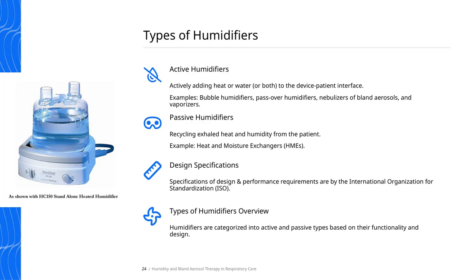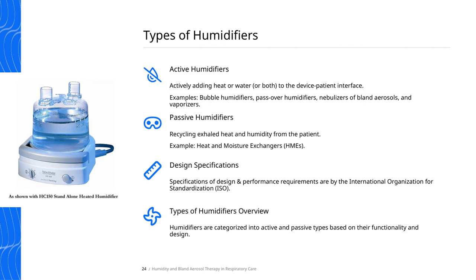Let's take a closer look at the different types of humidifiers used in respiratory care. Humidifiers are generally classified into two main categories: active and passive. This classification depends on how they function and their design features. When we talk about the design and performance specifications, these are guided by standards set by the International Organization for Standardization, or ISO. These standards help ensure consistency and safety across different devices.